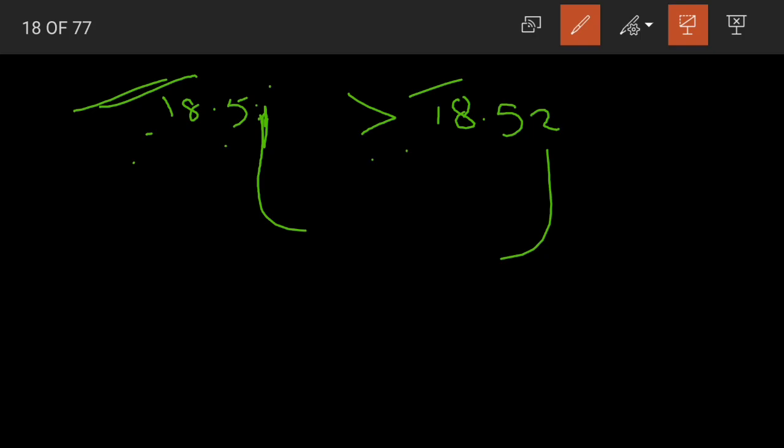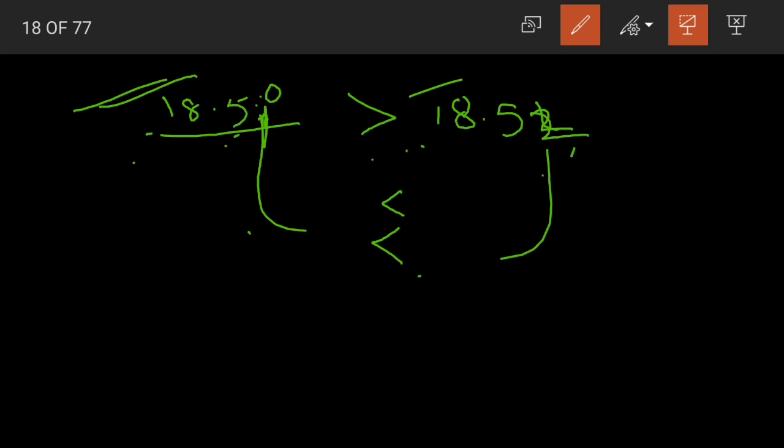What digit are we having here in the 100th place? Here we are having nothing. Nothing means 0. But in 18.52 we are having 2 in the 100th place. If we compare, 0 is less than 2. So 18.50 is less than 18.52. Understood, children, about the comparison of decimals?